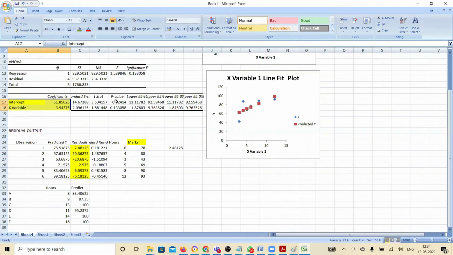See, p-value is 0.13. It's not less than 0.05. That means the model that we have done is not good. So the data set is such that a linear regression model may not work well here. Did you get it? Yes.